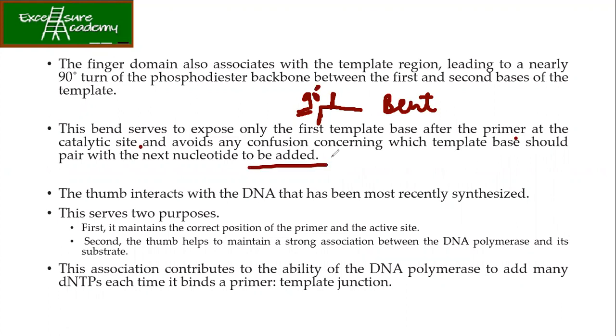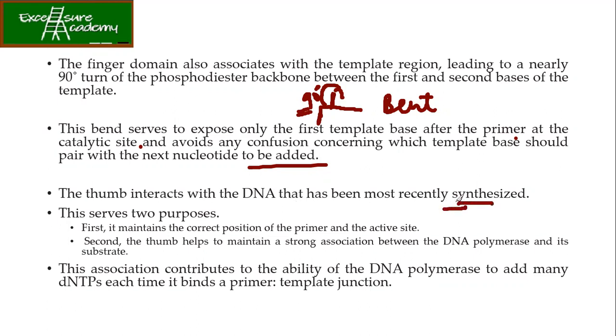Okay, so the work of DNA polymerase is quite fast, right? It has to add around thousands of nucleotides per second. So in order to ensure that, the template and the primer make a bend. Now this bend ensures that at a time only one base pair is exposed and synthesized. Now, the thumb interacts with the DNA that has been most recently synthesized.